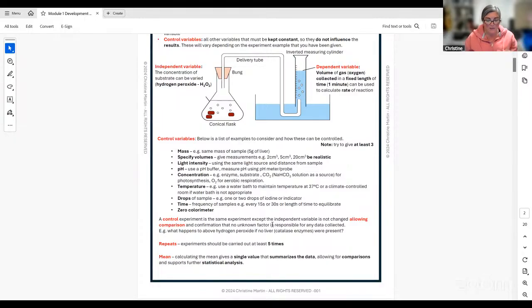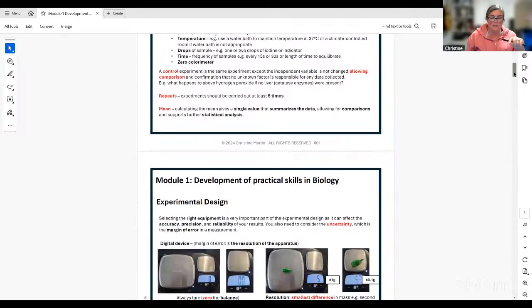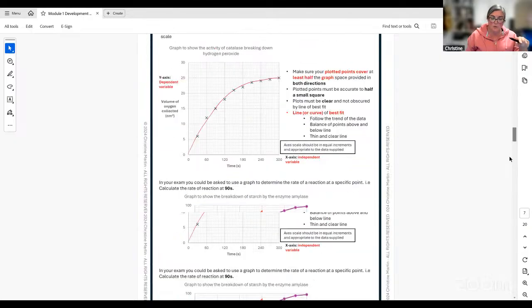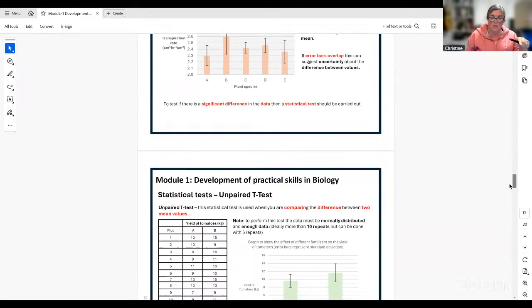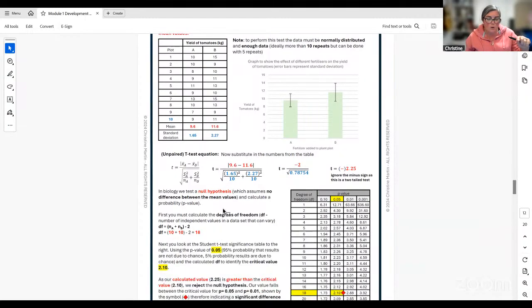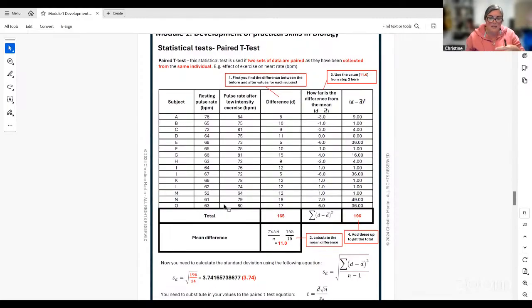Obviously, repeats 5 times, and then obviously you calculate a mean, a standard deviation, and do a comparison. Now, one of the things that I've noticed is students, when they do the comparisons of the statistical test, what they need to understand is, make sure you know your statistical test. So do you know how to do, for example, an unpaired t-test? Do you know how to do a paired t-test? These are the sorts of things that they will be asking you to do in the exam.